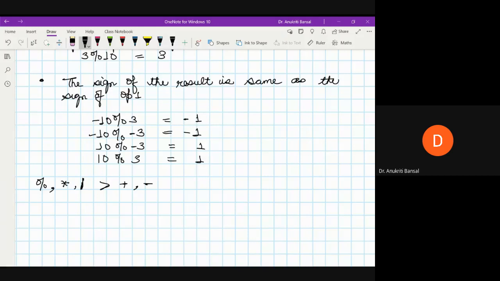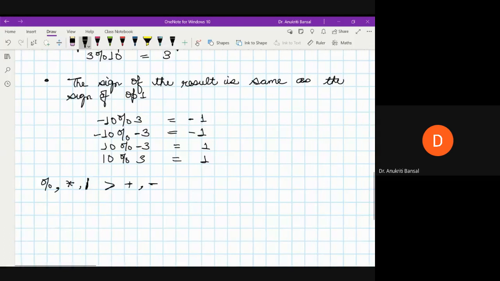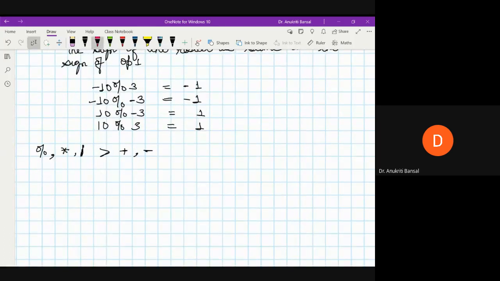Now, can anyone explain, for the sake of completion, what we understand by precedence and associativity? Ma'am, precedence means if we have a function and a set of operators in that function, then which operator has to be evaluated first is known as the precedence of that operator. And if two or more operators have the same precedence, then associativity comes into the picture, and it was right to left, I think. Associativity in case of arithmetic operators is left to right.